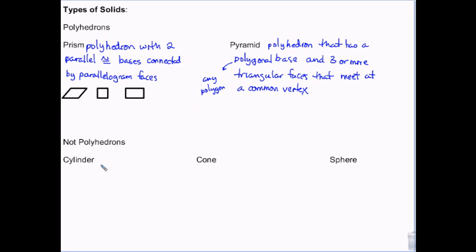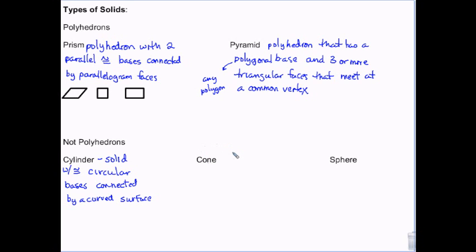Things that are not polyhedra include the cylinder. A cylinder does have a definition, though. It's a solid with congruent circular bases connected with a curved surface. And if you were to cut them out, the curved surface is a rectangle on a cylinder. So basically it's two circles connected with a rolled up rectangle.